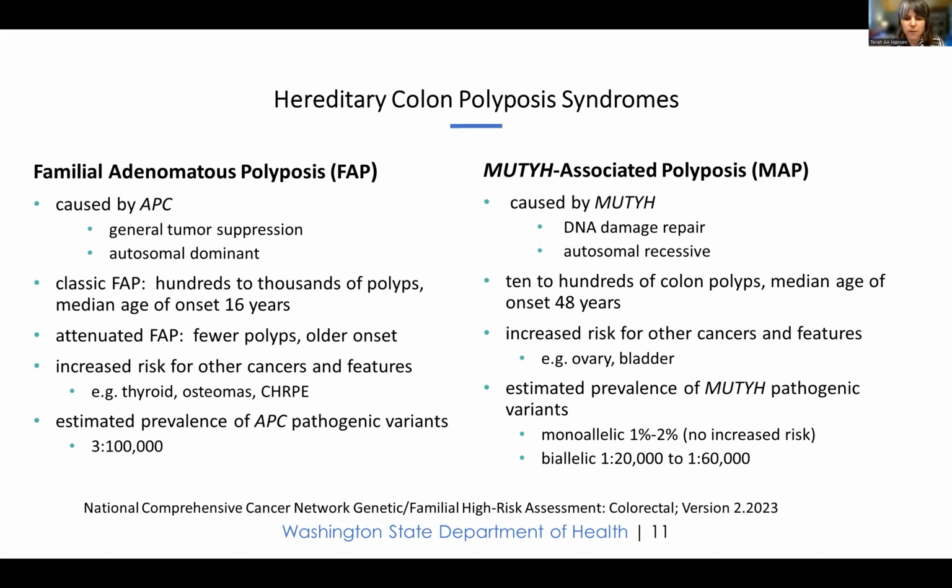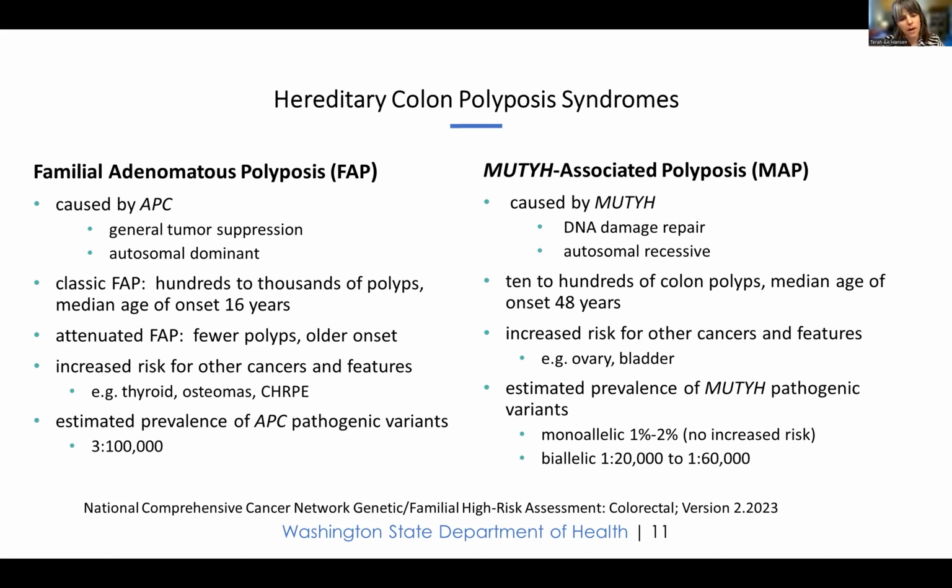Both conditions can involve other features as well, other cancers, for example, the thyroid or osteomas with FAP, the ovary or the bladder for MAP, other features even, the congenital hypertrophy of the retinal pigment epithelium can happen in FAP. So there's a number of other things that are part of these conditions beyond polyposis.